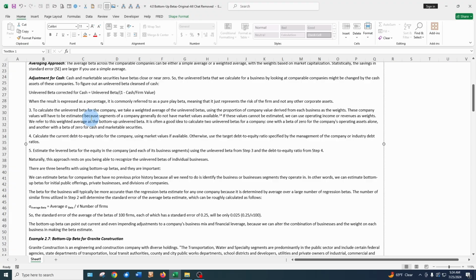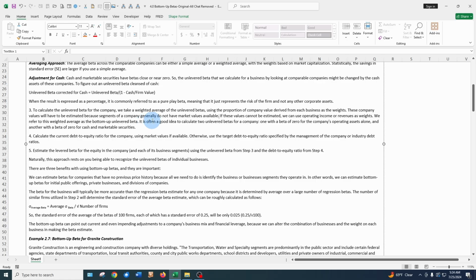Step 3, calculate the unlevered beta for the company. We take a weighted average of the unlevered betas using the proportion of company value derived from each business as the weights. These company values will have to be estimated because segments of a company generally do not have market values available. If these values cannot be estimated, we can use operating income or revenues as weight. We refer to this weighted average as the bottom-up unlevered beta.